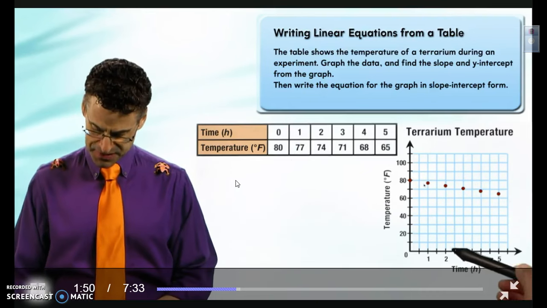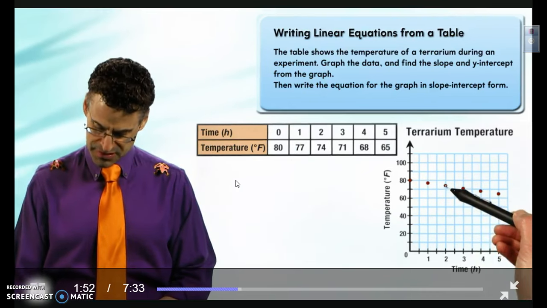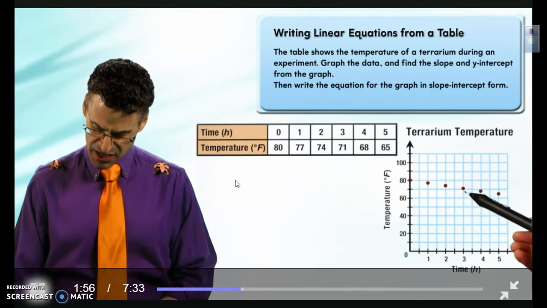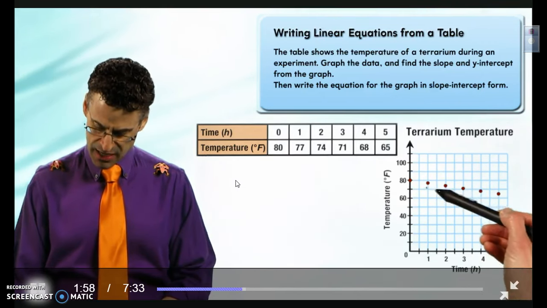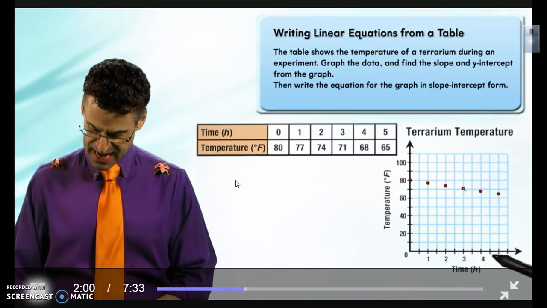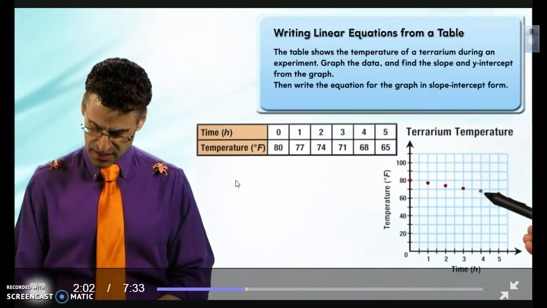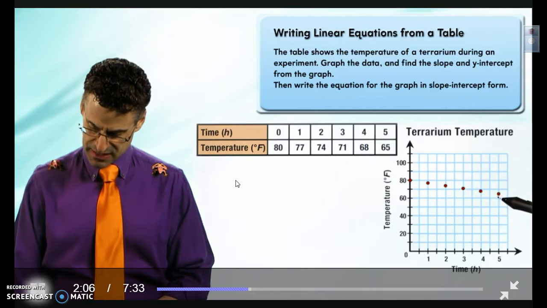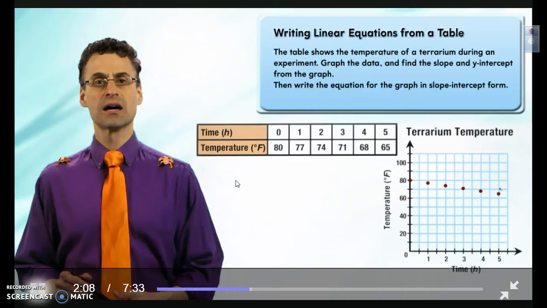2, we graph 74. So 2 is even lower. 3 is 71. So 3 is just above the 70 line. 4 is 68. That's just below the 70 line. And then 5 is 65, which is right in between 60 and 70. So you can see the points plotted.